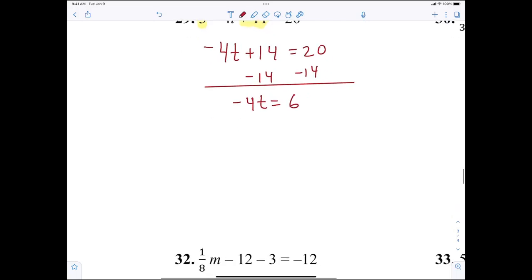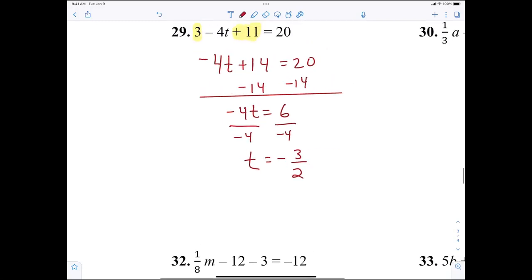And now what? -4t equals 6. And then what we do is divide -4 into 6. That's correct. And we just reduce that just like a fraction. So 6/4 reduces to what? It reduces to 3/2. That is the answer. Very good work. Okay, here we go.